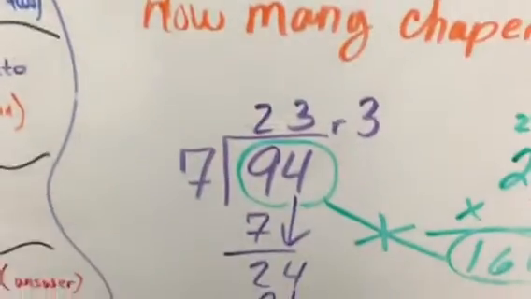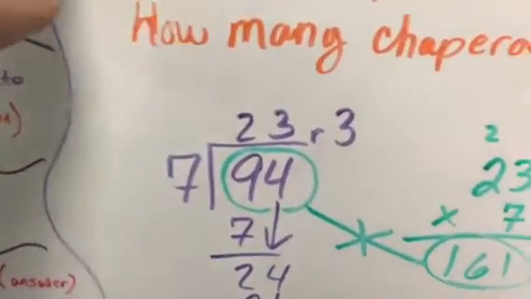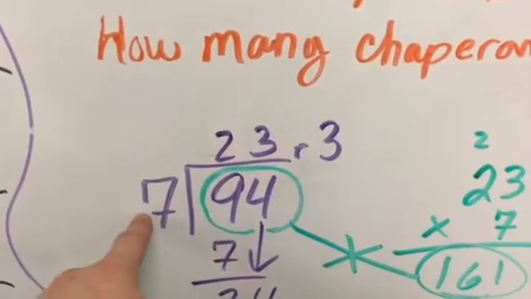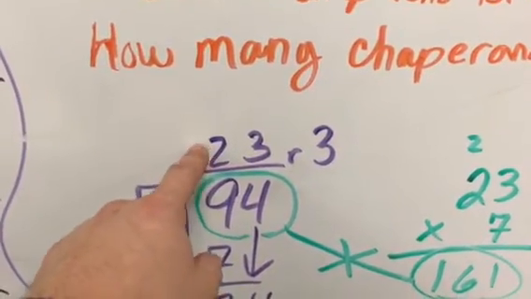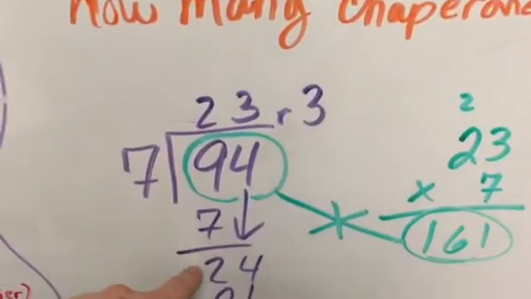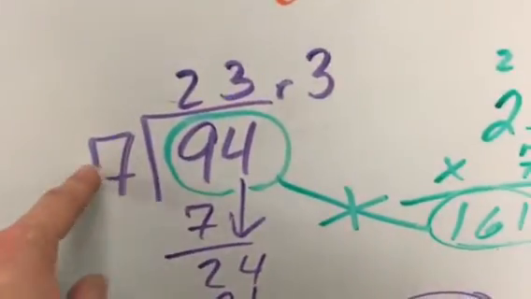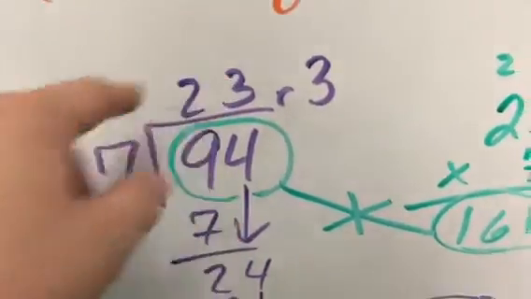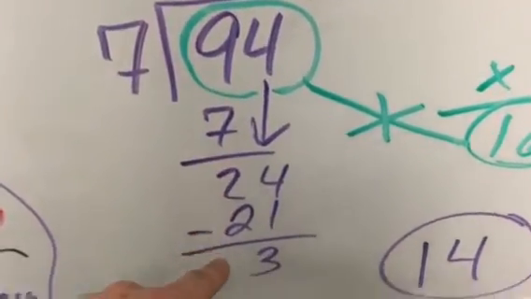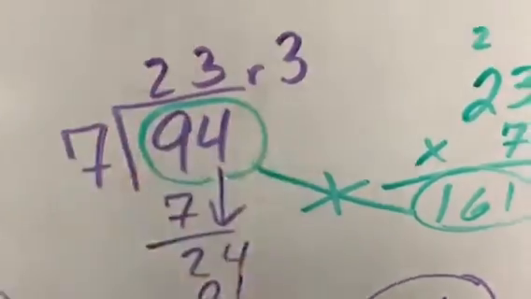All right, so I did the work over here. I did 94 divided by 7 because there were 94 kids and 1 chaperone for every 7 students. So 7 goes into 9 2 times. And then I take that number, 7 times 1 is 7. 9 minus 7 is 2. I bring down the 4. And then I start over. 7 goes into 24 3 times. 3 times 7 is 21. Subtraction, 24 minus 21 is 3. There's nothing left over here, so I just do 23 remainder 3.